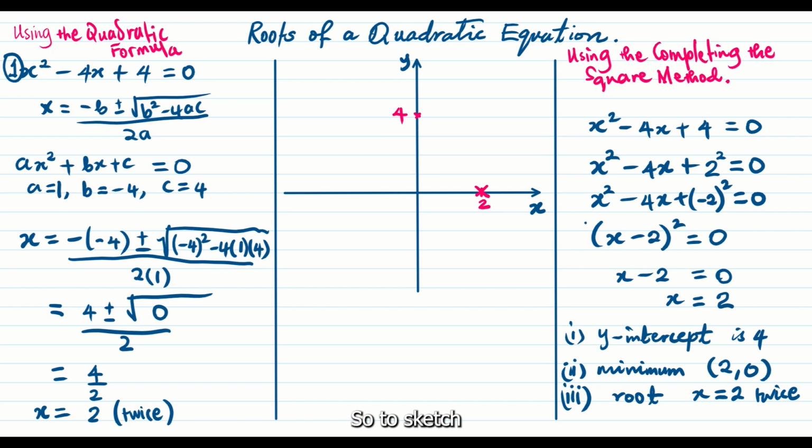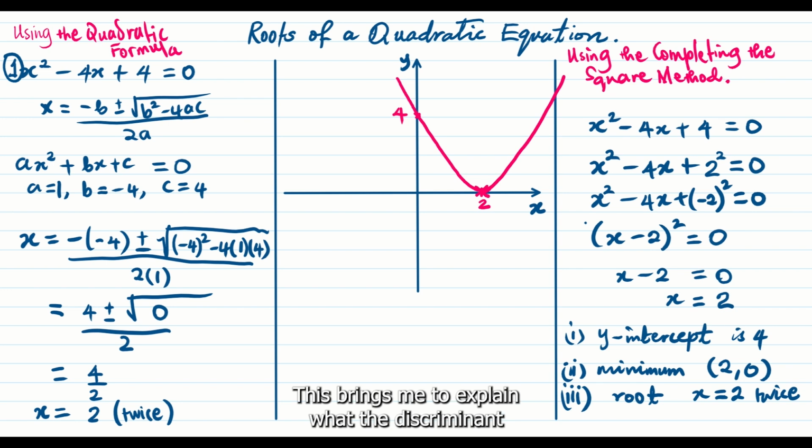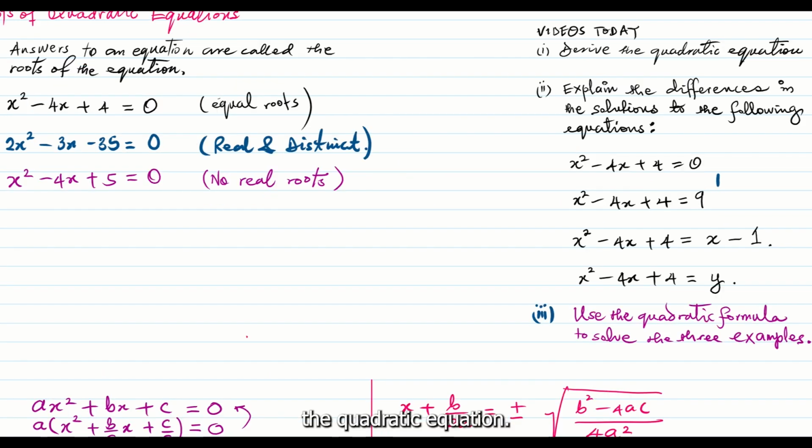So to sketch this, our graph will look like this. Okay, so this graph is already sketched, and you can see what we have right there. You will notice that the x-axis serves as a tangent to the curve at this point. What does that mean? This brings me to explain what the discriminant is for the quadratic equation.